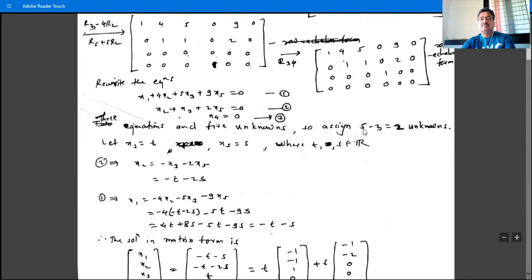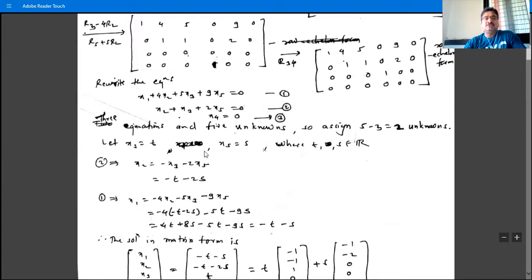And so we assign 5 minus 3, that is equal to 2 unknowns. We already have x4 as 0. So we assign the remaining unknowns. So we assign x3 and x5. Suppose x3 is t and x5 is s. So we assign 2 unknowns. Out of x1, x2, x3 and x5, out of these three we have to assign 2. So we assign x3 as t and x5 as s, where t and s are any element of R.